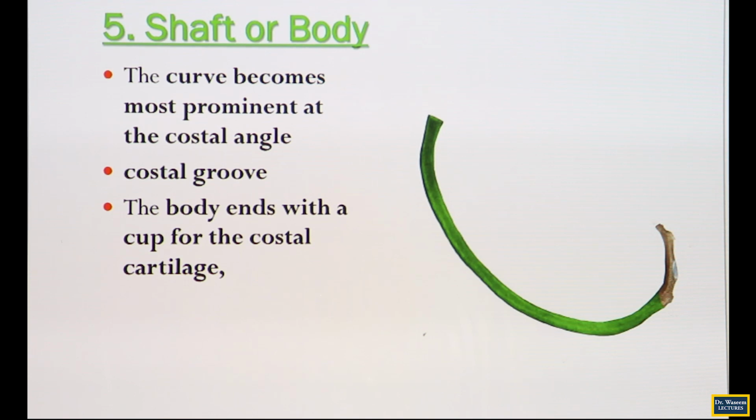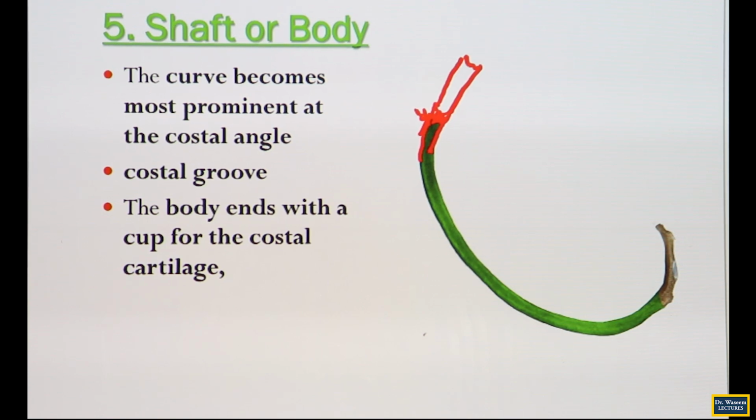Then you come to the shaft. The curve becomes most prominent at the costal angle, and then this will make the body, and the body will end here at the last point. Usually here it will be a cup-like structure. Our body ends with a cup, where a concavity is there. It ends here, and from here the costal cartilage will start.